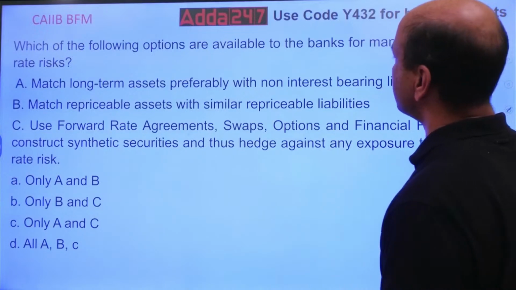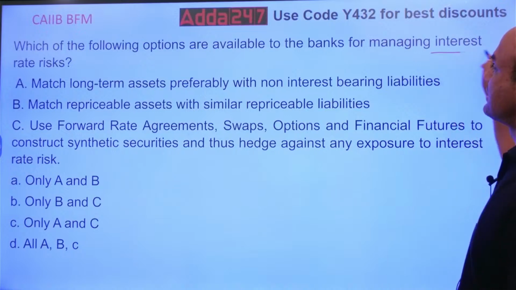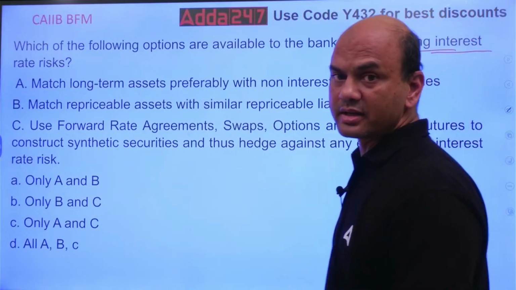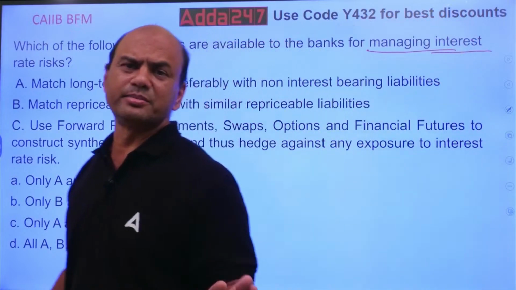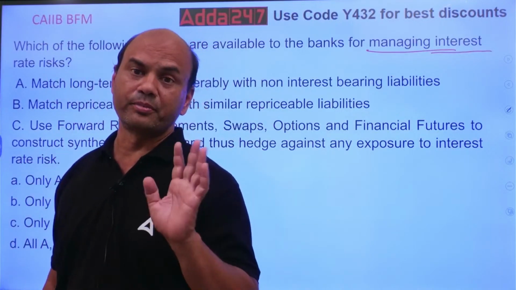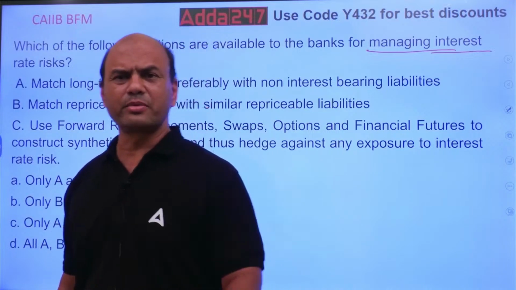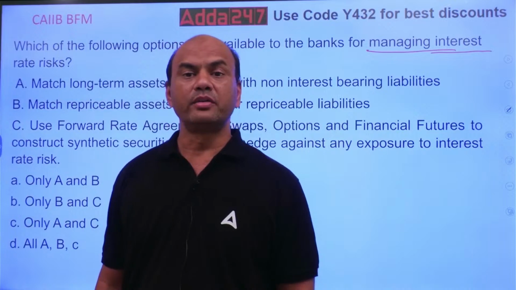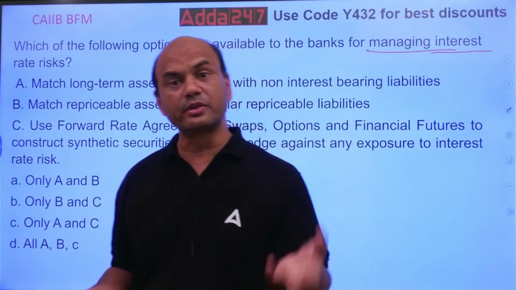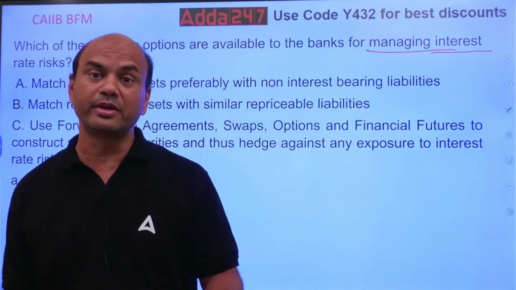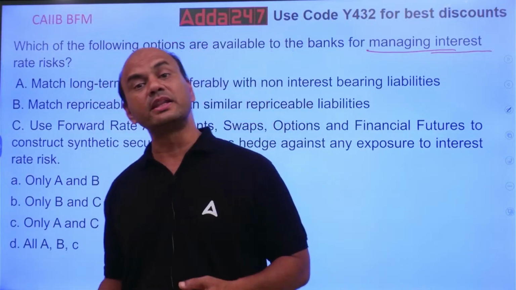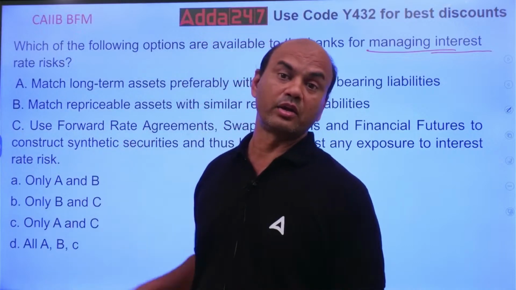Which of the following options are available to banks for managing interest rate risk? What is interest rate risk? Take the simple example of the repo rate, though there can be many interest rates. If the repo rate goes down, many changes happen. Your loan rates will go down, your deposit rates will go down, your NII will be affected. NII affected means your spread is affected, so your income is affected. So how to counter that? How to hedge that?